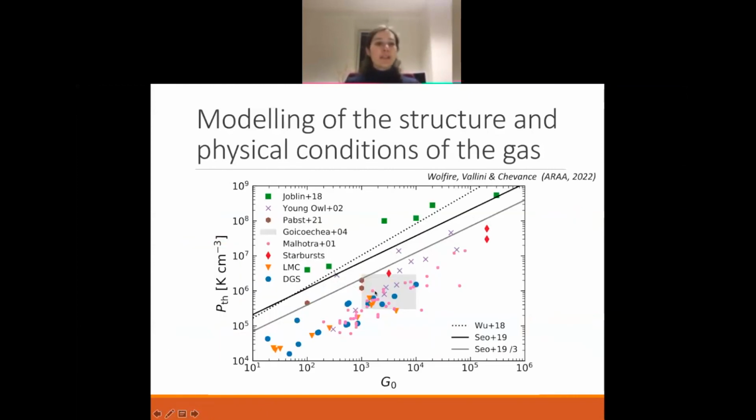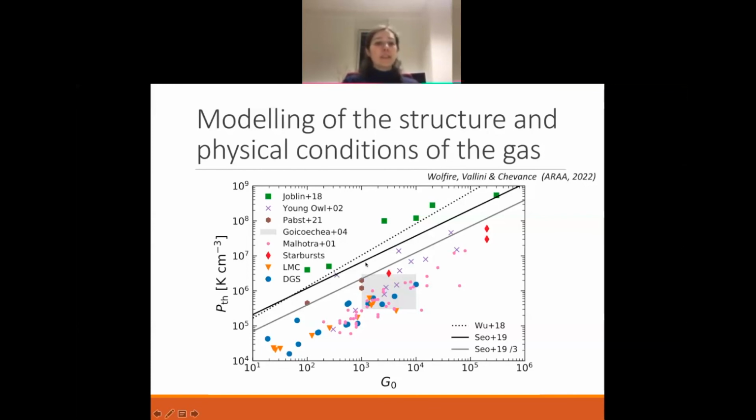This has been done in the Milky Way, in the Large Magellanic Cloud, and in integrated galaxies. And it's interesting to see that there is a correlation between the thermal pressure and the incident radiation field that can be identified over several orders of magnitude. Despite the wide range of methods and the wide range of sources, which are all of different types, these observations follow a similar trend.